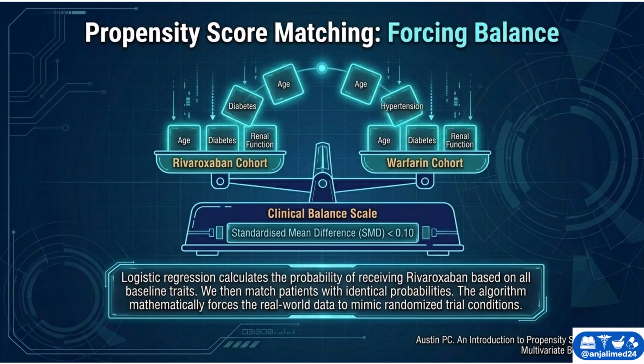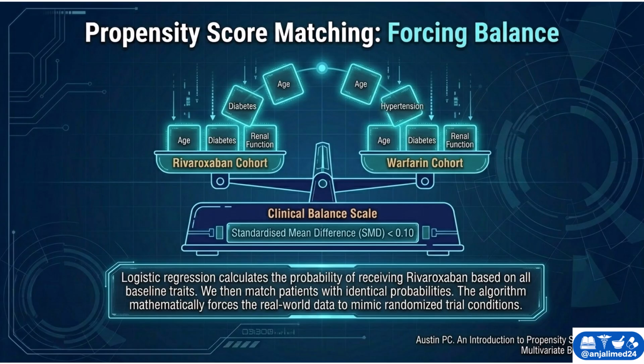Now comes the statistical engine that makes observational comparisons far more credible: propensity score matching. Think of this as forcing balance between two treatment groups. In the real world, the patients receiving rivaroxaban and warfarin are often very different. They may vary in age, diabetes burden, renal function, hypertension, prior stroke risk, and dozens of other characteristics. If we compare them directly, the outcome differences may simply reflect baseline patient differences, not the drug effect itself.